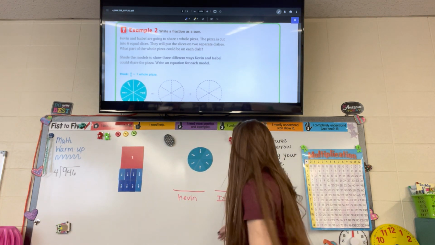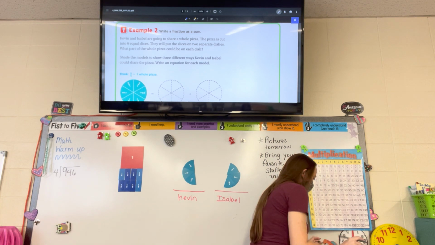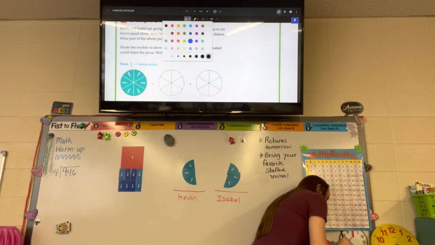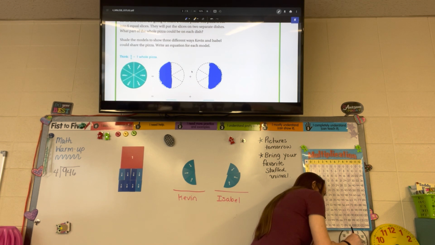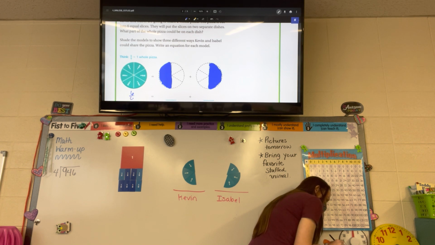Brinley? We put 3 on Kevin's, 3 on Isabel's. Very good. We could do that, couldn't we? So we're going to start with shading our model like that. We put 3/6 on Kevin's plate, and the other 3/6 on Isabel's plate. And all together, 3/6 plus 3/6 equals 6/6. Very good. So 6/6 equals 3/6 plus 3/6.